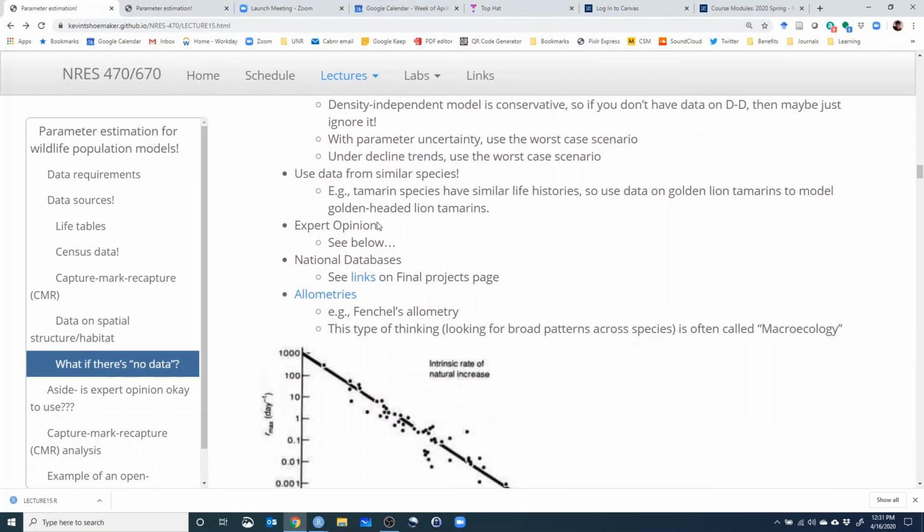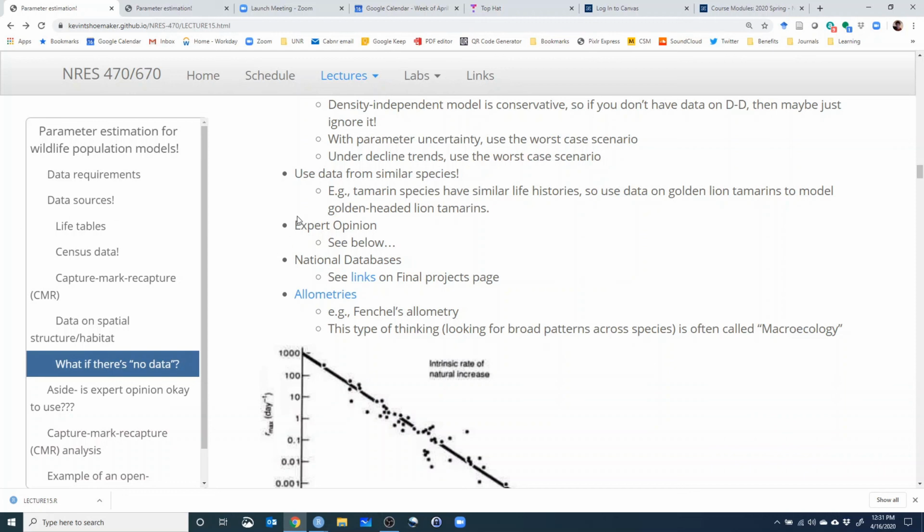We can sometimes use data from similar species. I think some of you have done this with your final projects. For example, we might be trying to model golden-headed lion tamarins, but we only have data on golden lion tamarins. Well, it's not a crime to use that data. It's the best we have, right?